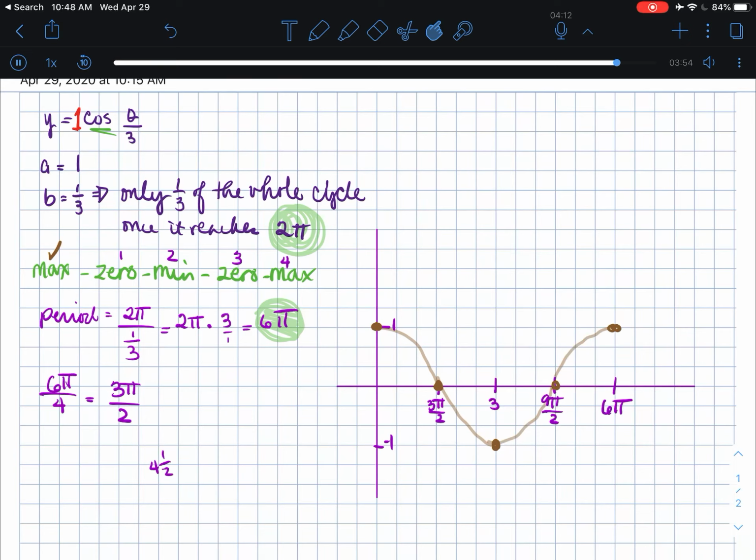And we have to remember that the period is from 0 to 6 pi. So this is how long our period is. And for our parent function, a complete period finishes at 2 pi.